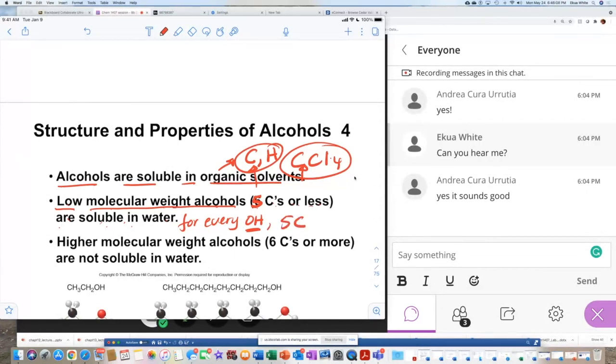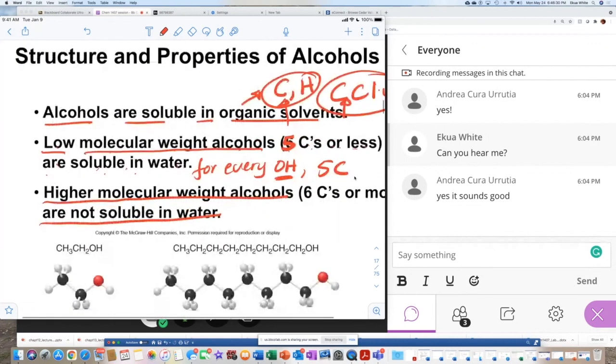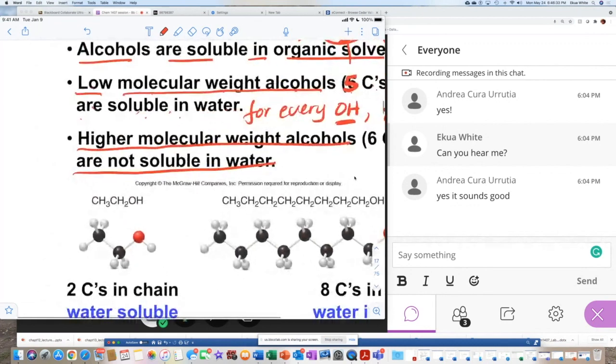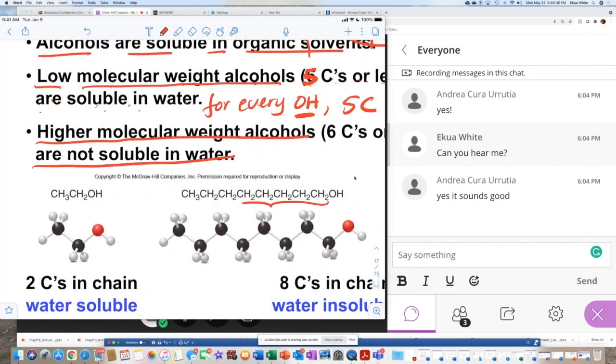So for every OH, every alcohol, the cutoff is 5 carbons. It's almost like each alcohol group supports up to 5 carbons. It sponsors 5 carbons. So for every one alcohol, if you have 5 carbons, the compound will be soluble. Once you bring in the 6th carbon, it stops. The solubility drops by quite a bit. We're told here higher molecular weight alcohols are not soluble in water. So here we have 2 structures, one that's exaggerated to make a point and one that's more familiar. The one on the left is ethanol, the one on the right is 1, 2, 3, 4, 5, 6, 7, 8, octanol. So the one on the left is water soluble.